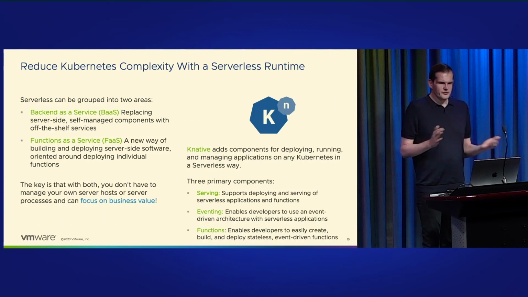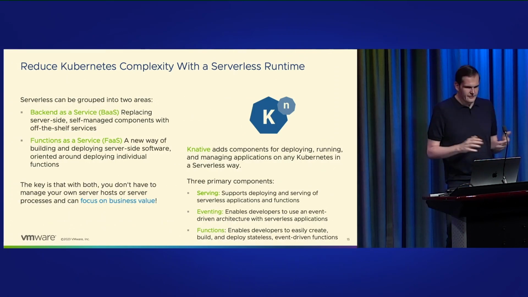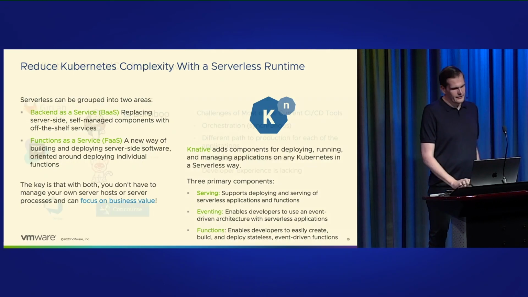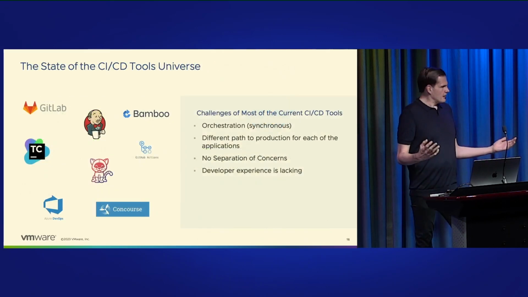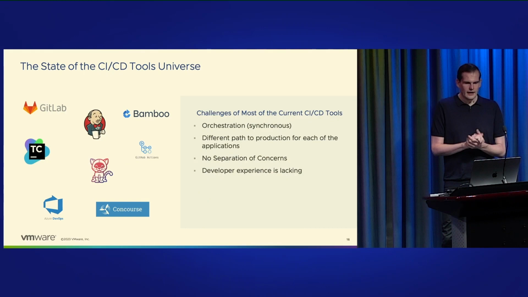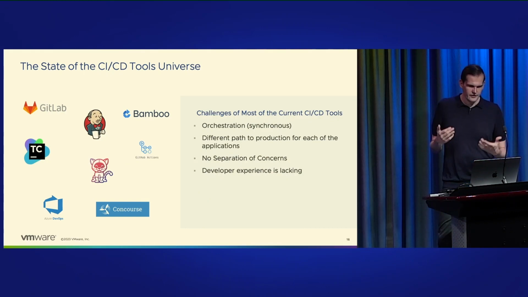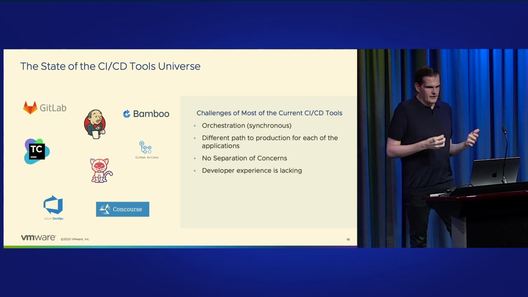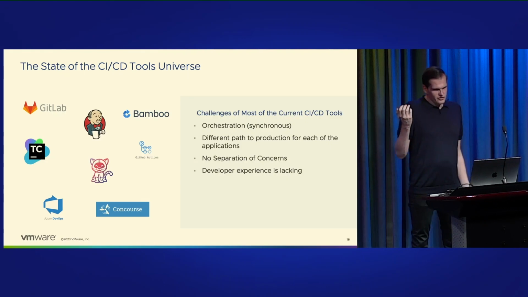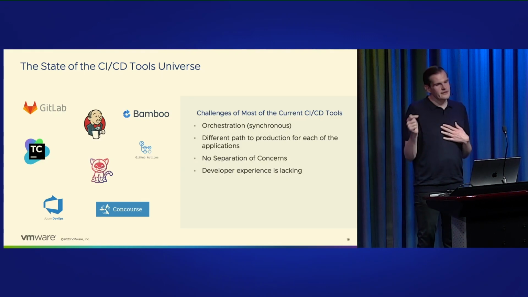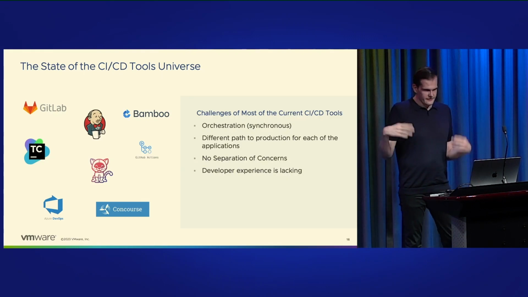The next thing we want to do is, okay, how do those developers get their application to production? And for that, we usually have a CI/CD pipeline. There are a lot of CI/CD solutions available, and most of them have the same challenges. The first is that they are synchronous, and they use orchestration. That means there's a single point of failure, and also that this orchestrator has to be triggered to run through a path to production in a synchronous way.